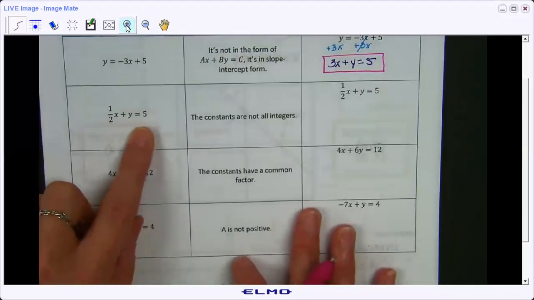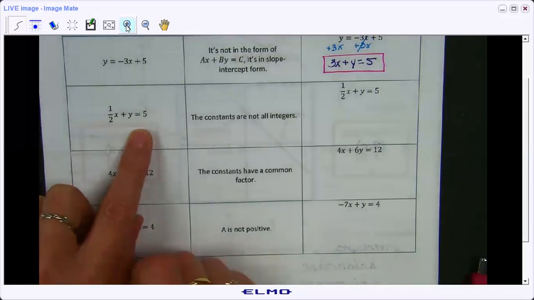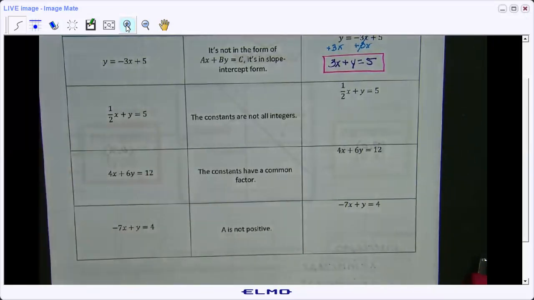1/2 x plus y equals 5. Okay, there's an issue with this one. There's a fraction. All your constants must be integers. This is not an integer. Remember, integers are positive and negative whole numbers. Okay, so we have to get rid of this fraction. Does anyone remember what we do? Layla?